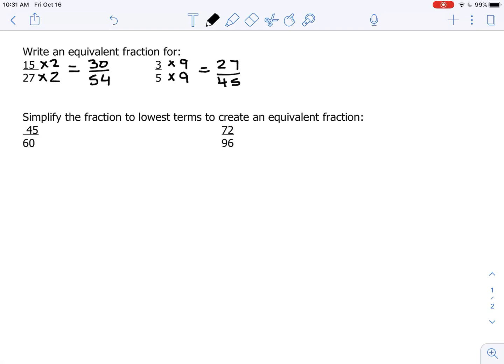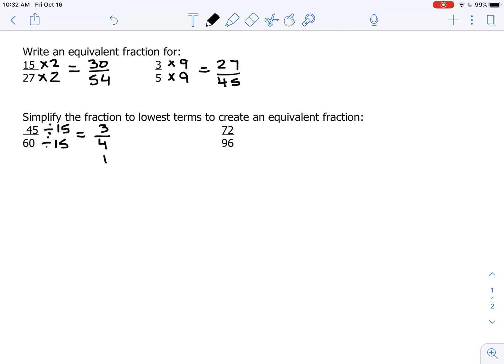And we're going to go in the reverse order now. We're going to simplify the fraction to lowest terms to create an equivalent fraction. So here we have 45/60. I noticed both numbers are divisible by 15. So we're going to go ahead and divide both numbers by 15 to make it smaller. And 45 divided by 15 is 3. 60 divided by 15 is 4. So 3/4 is equivalent to 45/60.